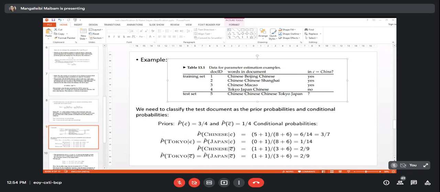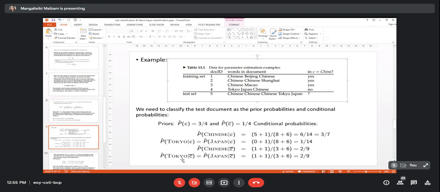So for not China class, the document length is 3 because Tokyo 1, Japan 1, Chinese 1. So we have only 3 terms. That's why the document length is 3. So in the denominator, 3 is written here plus 6. 6 is the number of unique terms in the collection, in the vocabulary. So 1 plus 1 divided by 3 plus 6, we got 2 divided by 9.